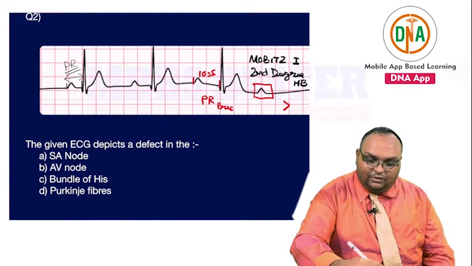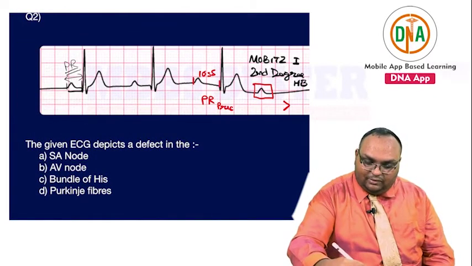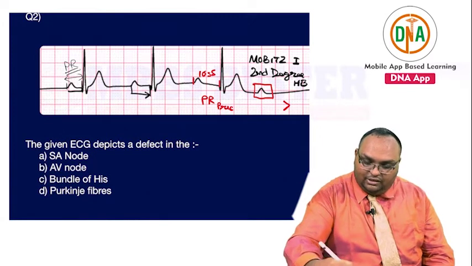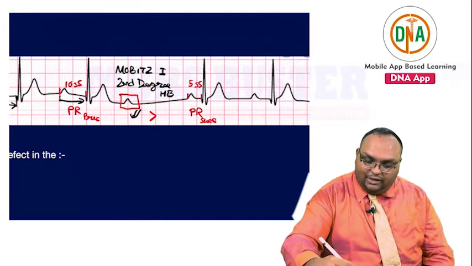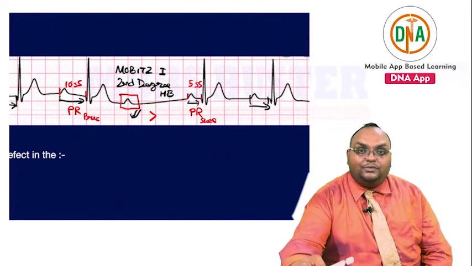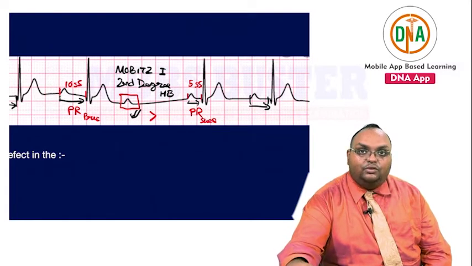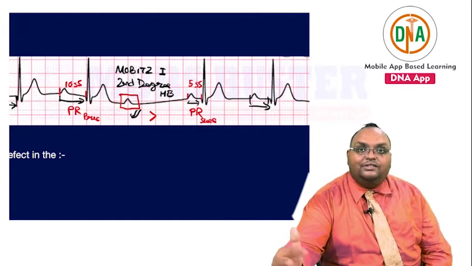You see the PR interval, it's something like this. It keeps on increasing, it increases further, then you have this dropped beat, and then again it's back to normal, and again it's increasing. So yes, you can corroborate the pathology as well. It's just like the pattern I told you. The PR interval increases, and then you have a dropped beat, and again it increases.